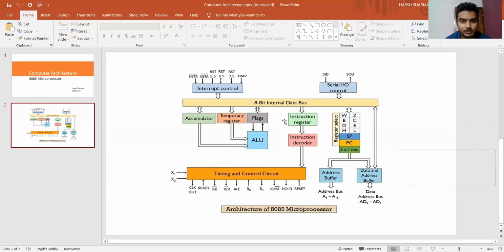After that, the first operand will be stored in the accumulator and the second will be stored in the temporary register. The size of the instruction register is 8-bit, and the instruction decoder is also 8-bit. The size of the accumulator is 8-bit, and the data, that is the first operand, comes from the accumulator.